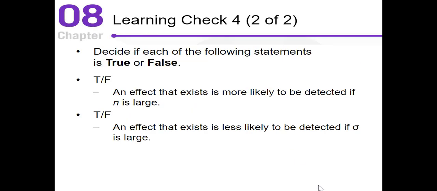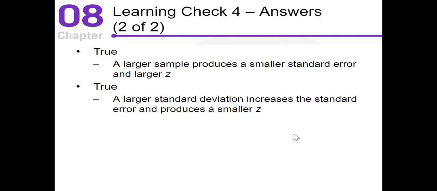Here's a couple more learning checks. An effect that exists is more likely to be detected if the sample size is large, or an effect that exists is less likely to be detected if the standard deviation is large. Is that true or false? And both of those are true. A large sample produces a smaller standard error and a larger z-score, and a larger standard deviation increases the standard error and produces a smaller z-score.